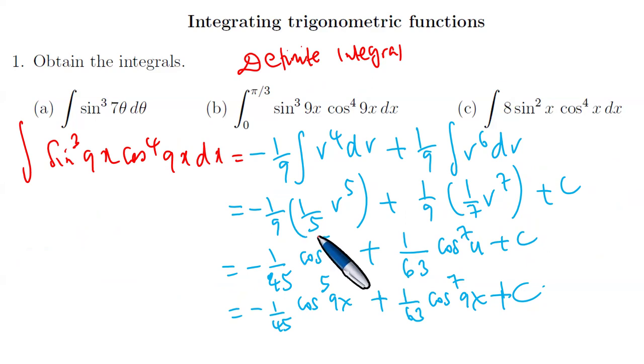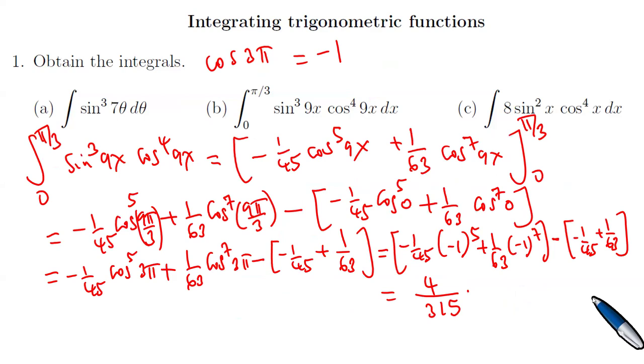But now we have 9 times 5, which is 45, cosine to the fifth power, plus 9 times 7, which is 63, cosine to the seventh power. Okay? All right, good. The rest, we do the substitutions there. We've already got the integral, and we're able to get the final step. And indeed, the answer is 4 out of 315, because that is exactly the same answer your lecturer wrote there.